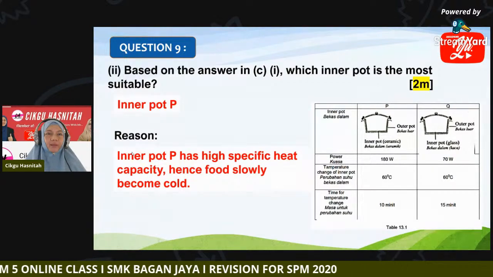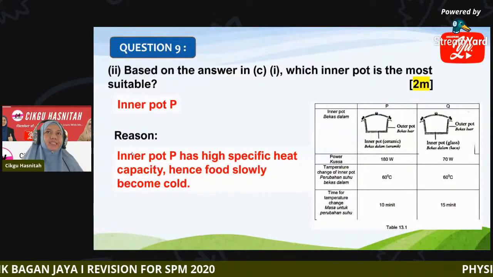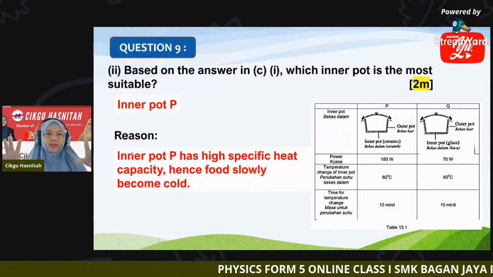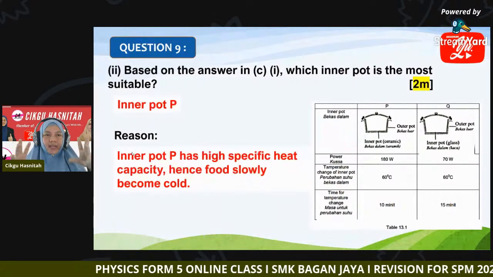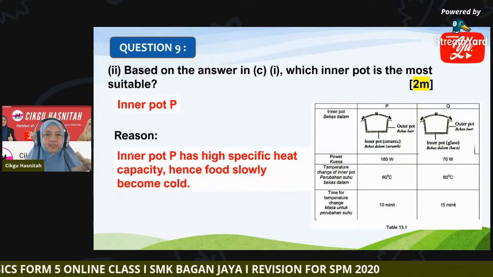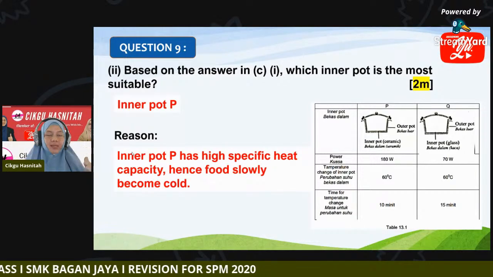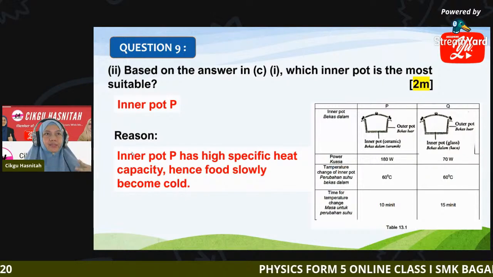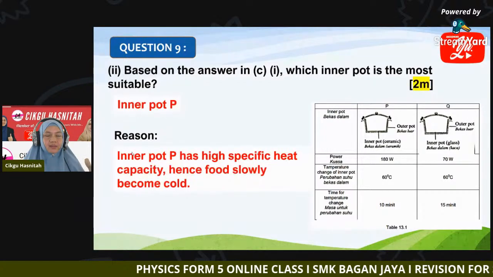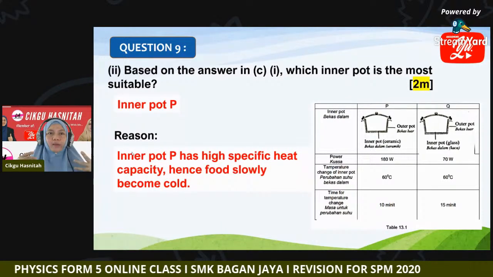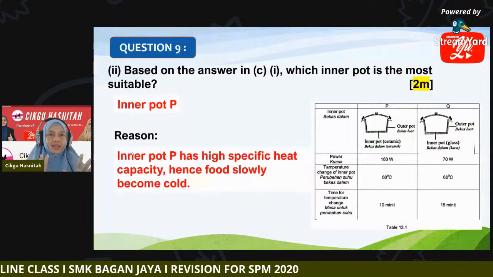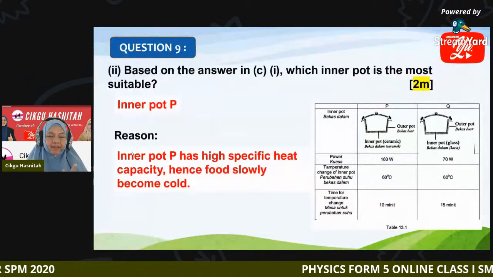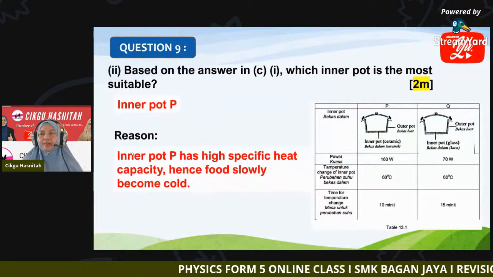Okay, remember, a material with high specific heat capacity will keep the heat for a longer period, since it releases heat slowly compared to an object with a lower specific heat capacity, which will release heat faster. So we choose P. So the food inside can be kept warm for a longer period. Alright, this is the reason.